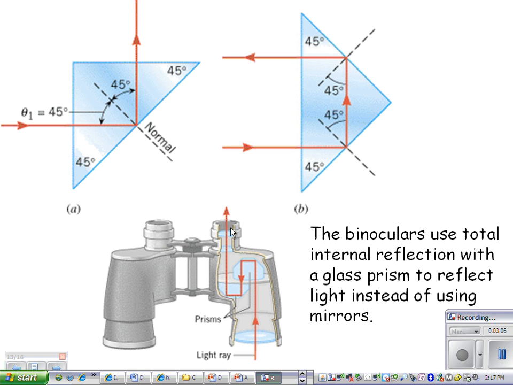So if you look at the binoculars here, the light from whatever you're watching comes in. You set up the prism so that the angles are beyond the critical angle. They reflect just like a mirror, and it comes straight back out. What's also nice about this is that the mirror doesn't get pitted and so on. It stays nice and clean, and so this is why binoculars use prisms instead of mirrors to work.